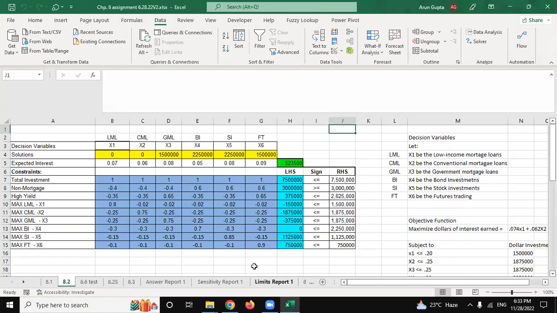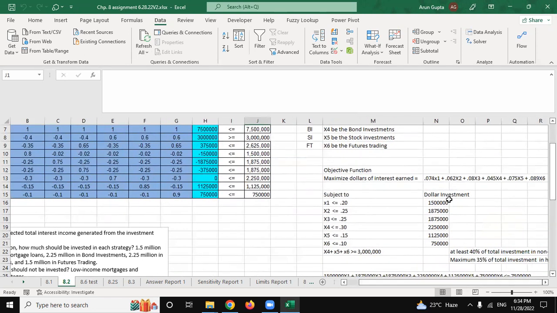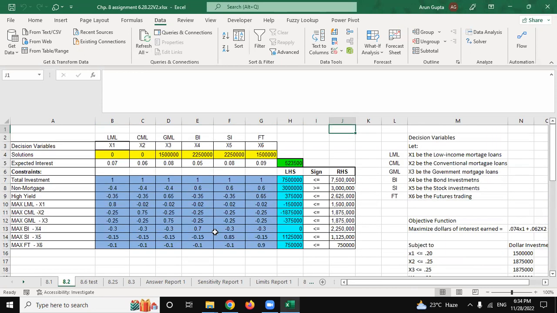So let's go there. We have taken 6 decision variables: x1, x2, x3, x4, x5, and x6. These are all put into a tabular format, and then we provided the Excel Solver to compute the solution. Now, as per the objective function, these are the subject variables and rules, and this is the dollar investment. Based on this, our target answer reached 523,500.